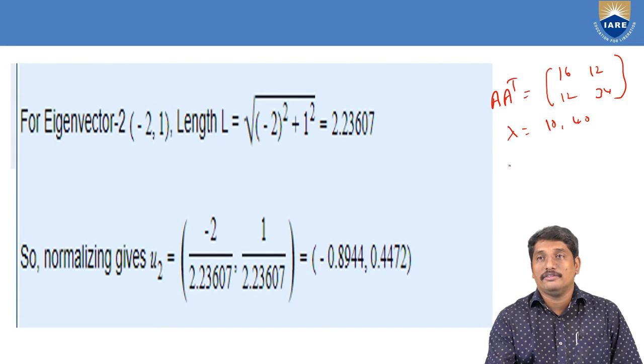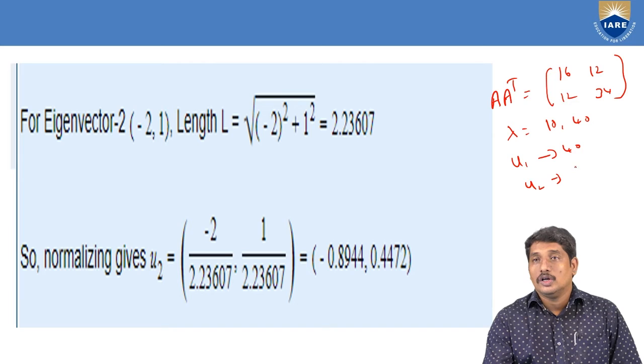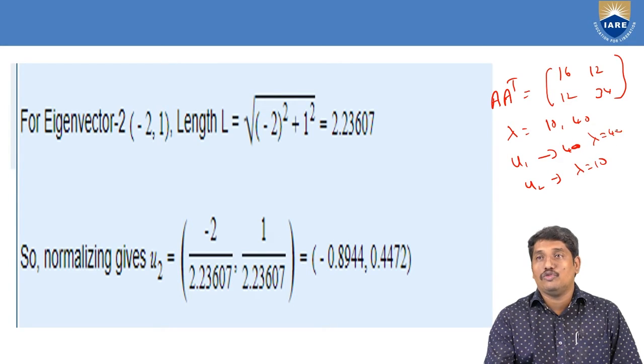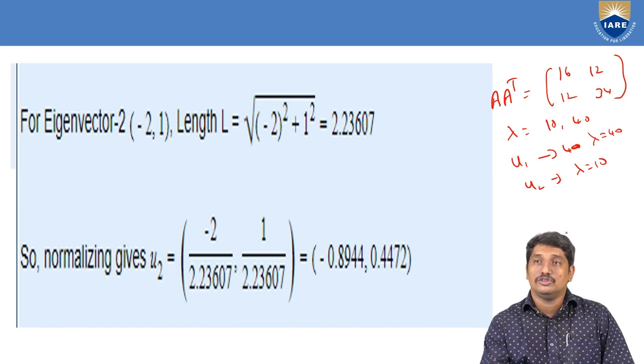And we have calculated first the eigenvector corresponding to 40. That is u1. u1 is the eigenvector corresponding to 40, and u2 is the eigenvector corresponding to lambda equal to 10. This is corresponding to lambda is equal to 40. This is corresponding to lambda is equal to 10.